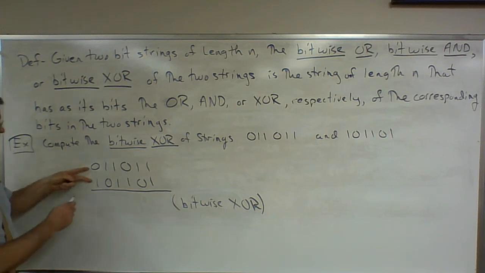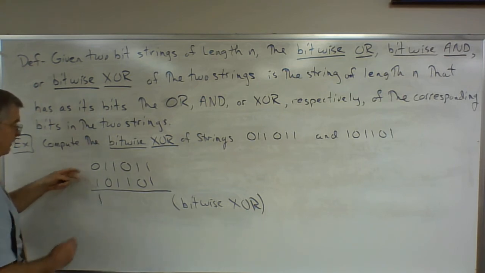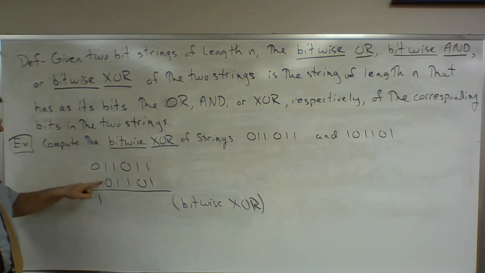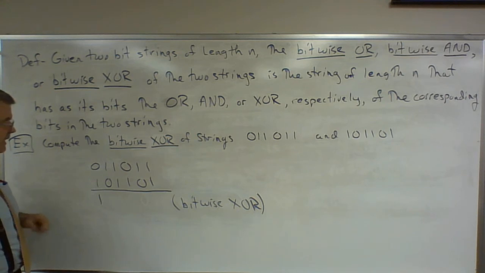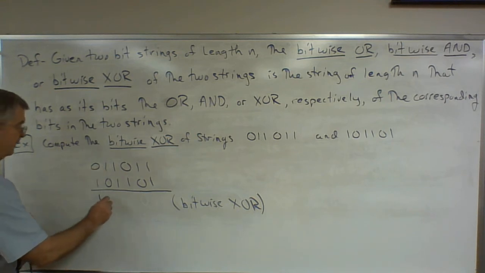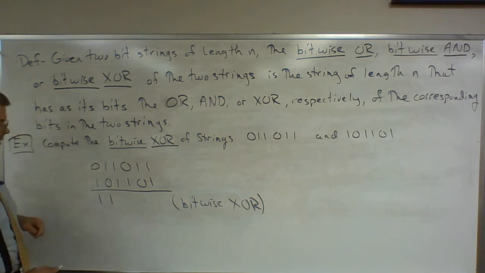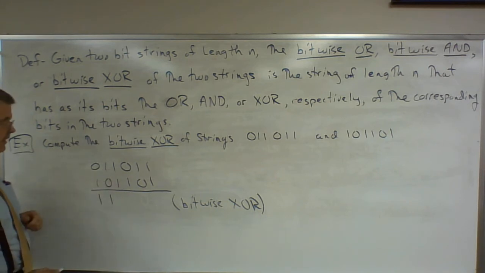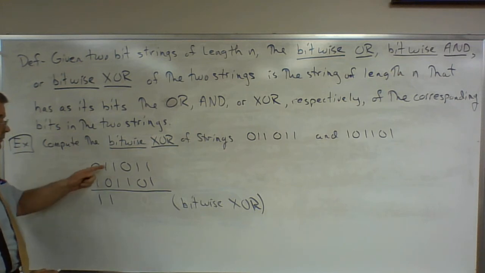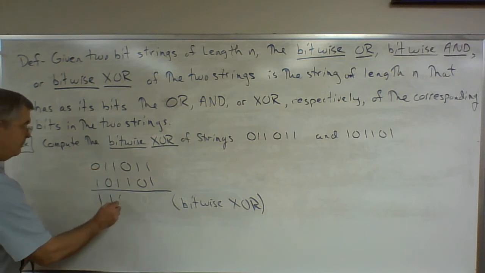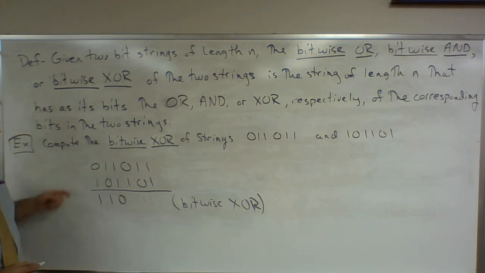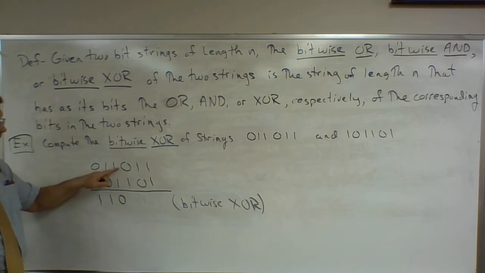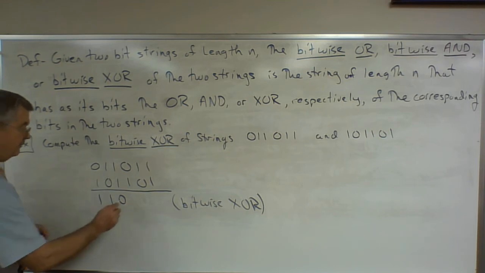Two different truth values, that's going to be true. Look at the second pair of digits going from left to right. Two different truth values, that's going to be true. Going from left to right, let's look at the third pair of bits. The same truth values, that's going to be false. Going from left to right, the fourth pair of digits, they have different values, so this will be true.